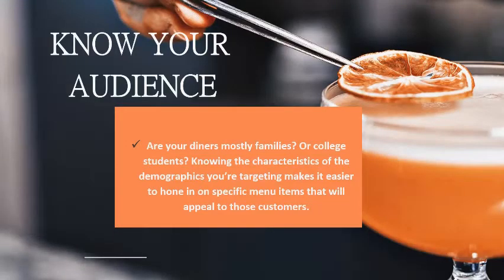Know your audience. Are your diners mostly families or college students? Knowing the characteristics of the demographics you are targeting makes it easier to hone in on specific menu items that will appeal to those customers.